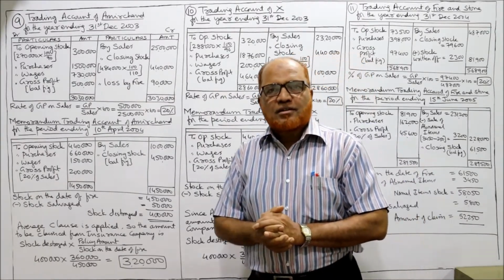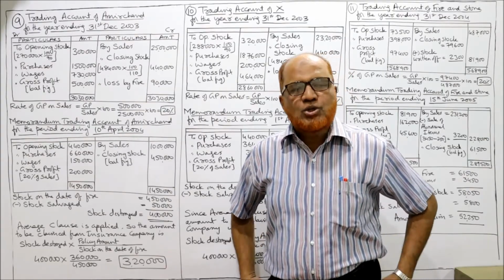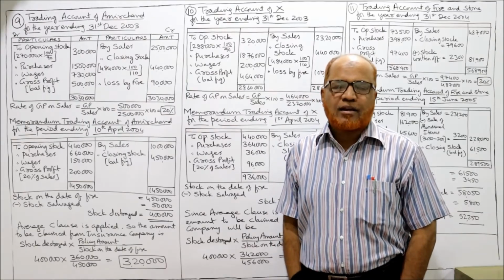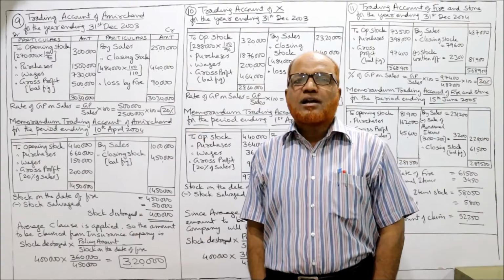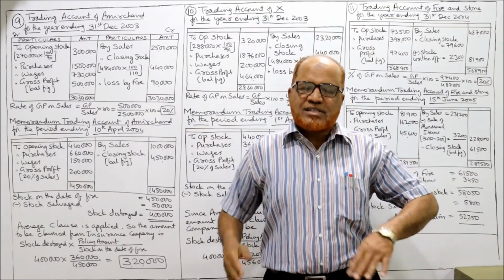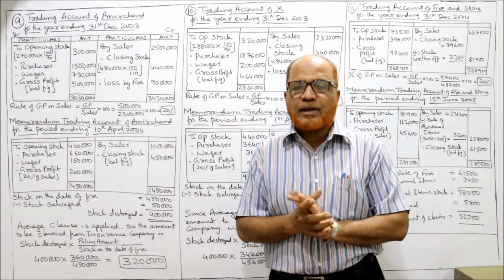In the previous session we completed 8 problems on insurance claims. In this topic, we have to calculate how much stock was destroyed by fire and how much claim is to be lodged with the insurance company. In the first 8 problems, we did simple problems without much complication.